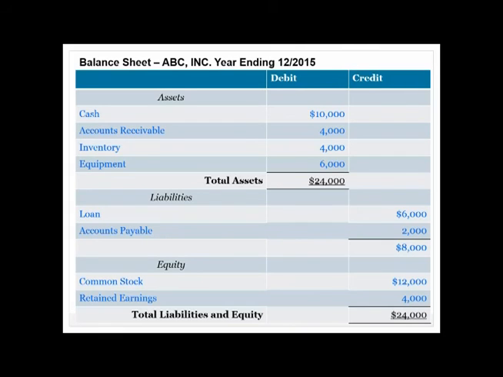And again, as I had mentioned earlier, any increases in your assets will be reflected as debits. If your assets decrease, you're going to credit them. And the opposite is true for your liabilities. Increases in liabilities are reflected as credits, whereas decreases are debits.